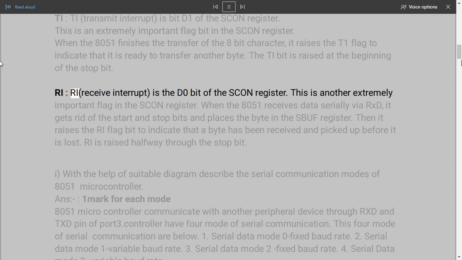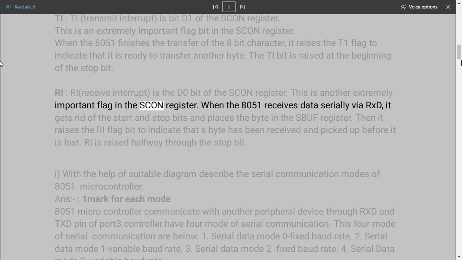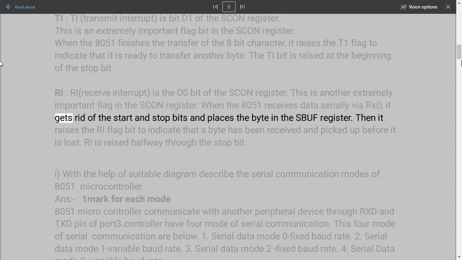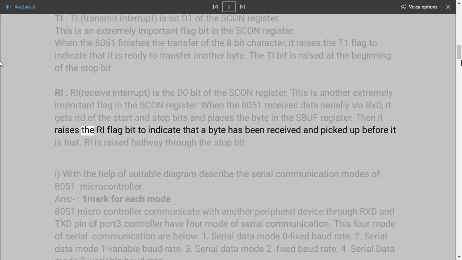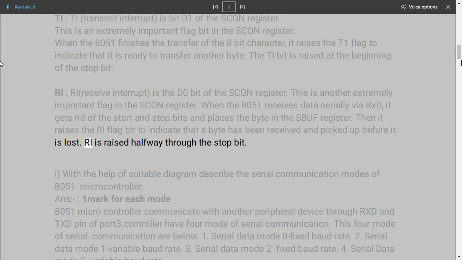RI, receive interrupt, is the D0 bit of the SCON register. This is another extremely important flag in the SCON register. When the 8051 receives data serially via the RxD pin, it gets rid of the start and stop bits and places the byte in the SBUF register. Then it raises the RI flag bit to indicate that a byte has been received and should be picked up before it is lost. RI is raised halfway through the stop bit.